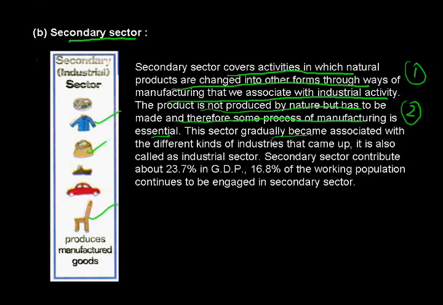This sector gradually became associated with different kinds of industries that came up. It is also called the industrial sector. So that will give you the third point. Primary sector was known as the agriculture sector. The secondary sector is often termed as the industrial sector. Secondary sector contributes about 23.7% in GDP. That is, we are talking about our country. In our country, the secondary sector is contributing about 23.7%, and 16.8% of the working population continues to be engaged in the secondary sector.